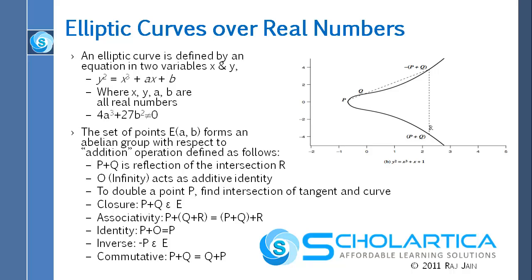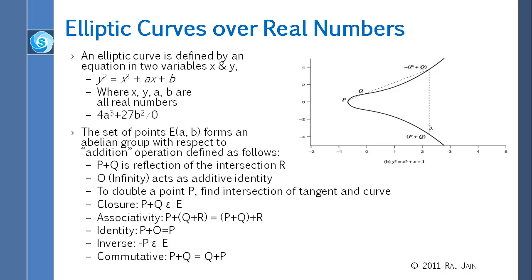So the way the sum is defined is that you take any 2 points, and you first draw a line, see where it intersects, and then find a mirror. So P plus Q is this point. It's strange, but that is how it is defined.